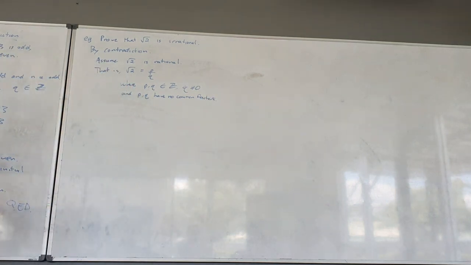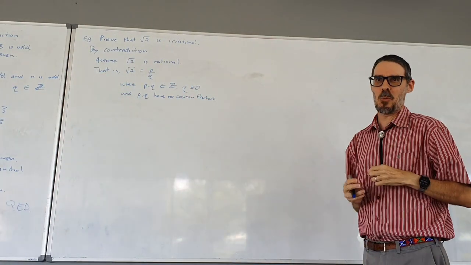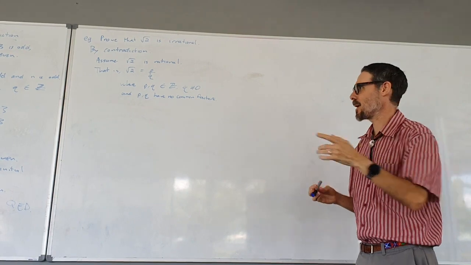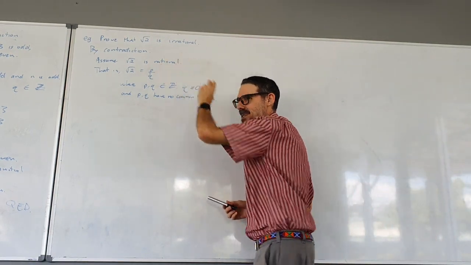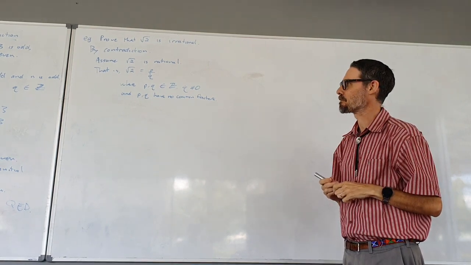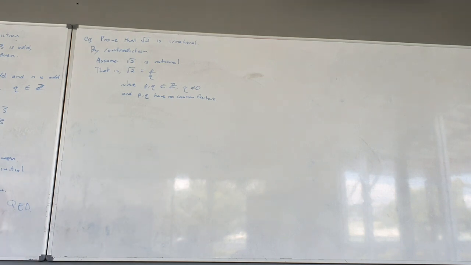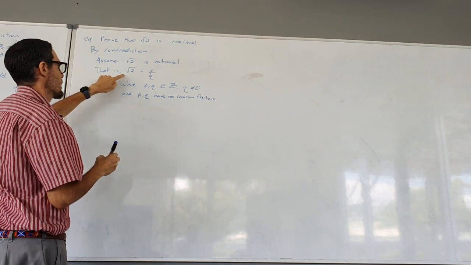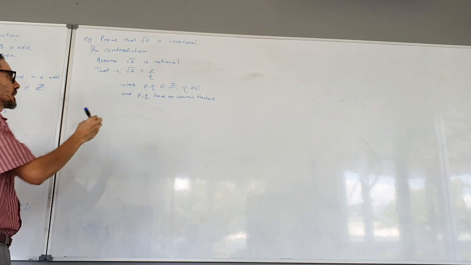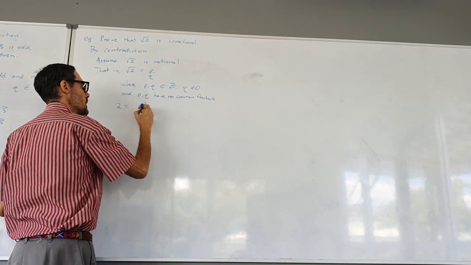So if it's rational, I can write it as the ratio of two integers in simplest form. Every rational number can be written in simplest form. No common factors. Okay. If that is the case, remind myself how to do this properly. Okay. What happens if I square both sides? 2 equals p squared over q squared.